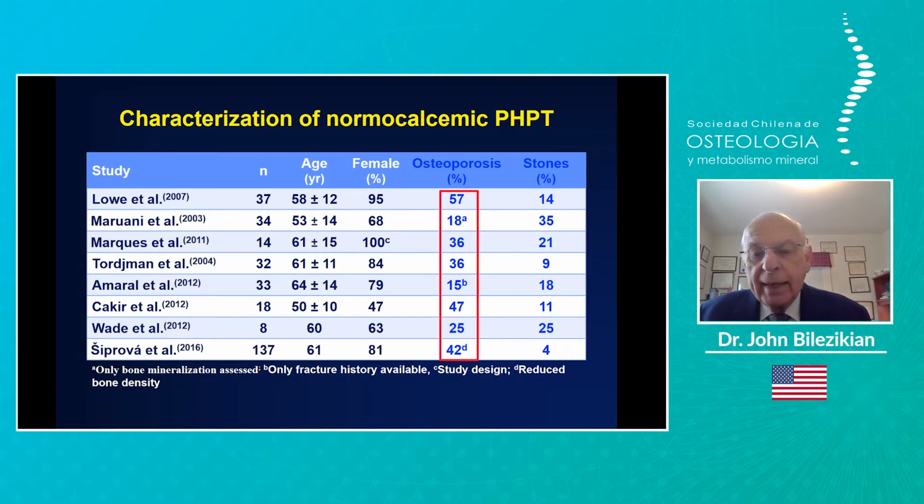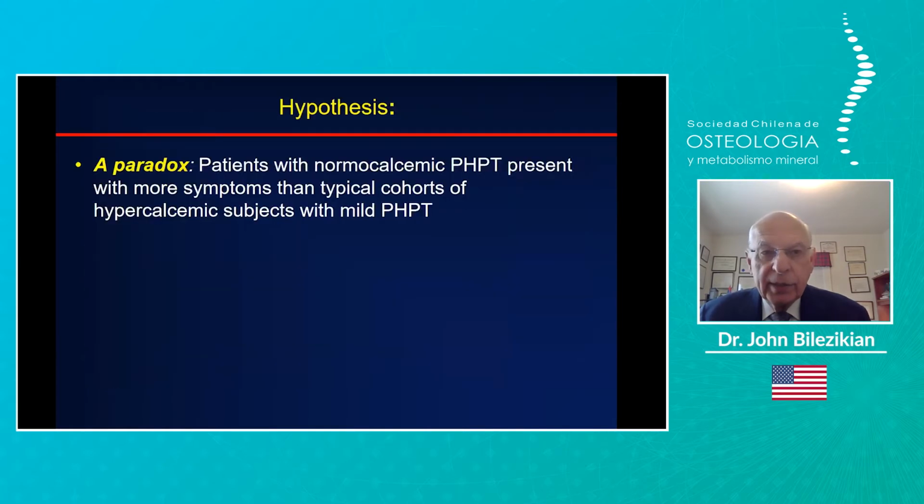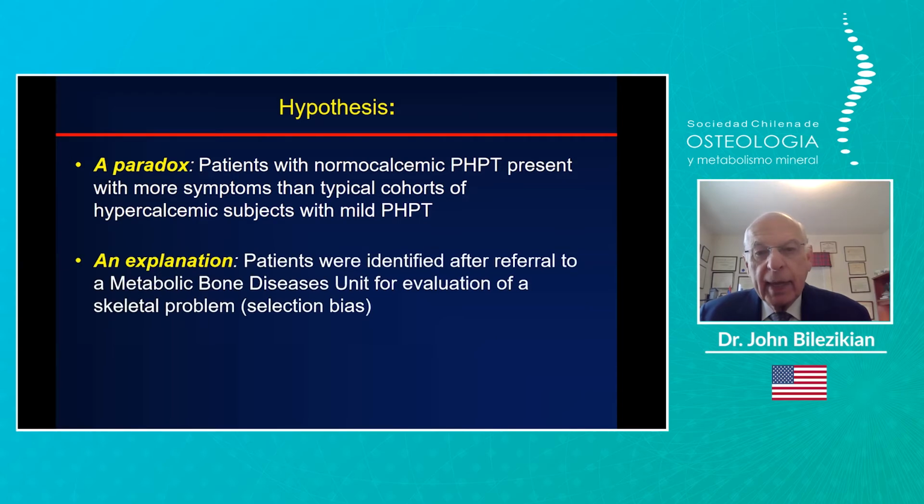fact that a significant percentage of them have osteoporosis, and a significant percentage of these individuals, again, canvassing a lot of papers, will have evidence for kidney stones. So the interesting paradox here is that patients with normocalcemic hyperparathyroidism seem to present with more issues than typical cohorts of hypercalcemic patients with mild hyperparathyroidism.